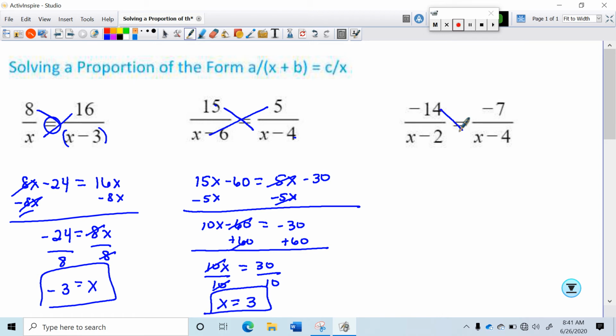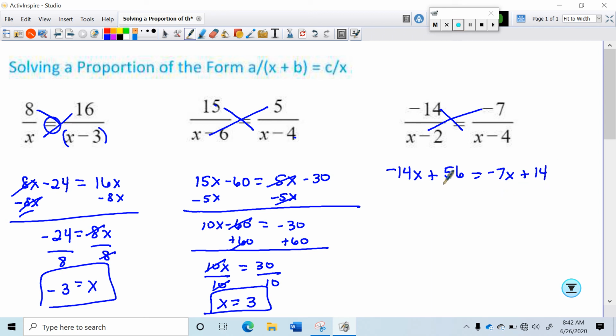Cross multiply. Negative 14 times x is negative 14x. Negative 14 times negative 4 is a positive 56, because when you're multiplying and dividing, 2 negatives cancel, so those canceled out. Equals negative 7 times x is negative 7x. Negative 7 times negative 2 is a positive 14.